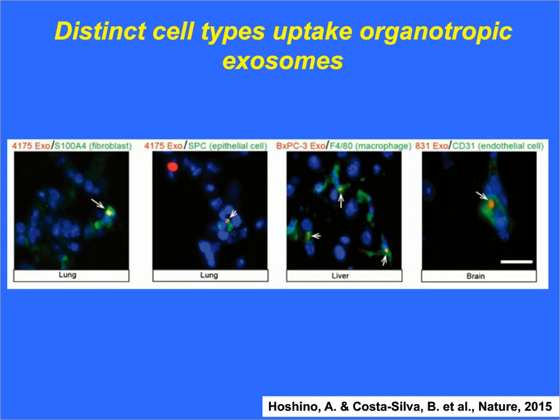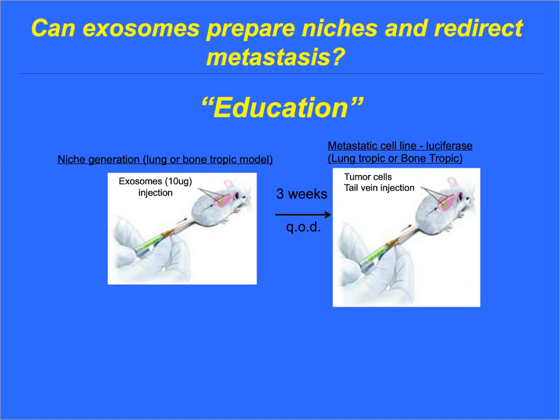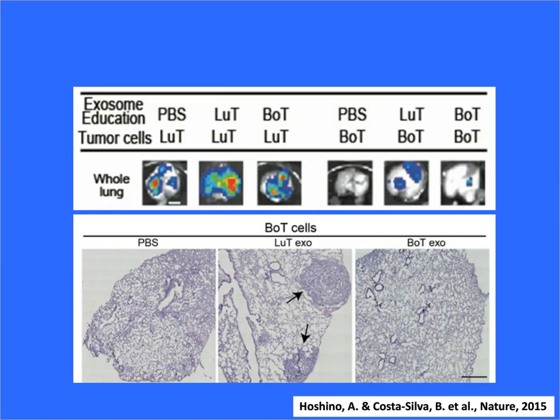A very intriguing question: can exosomes prepare niches and redirect metastases? And so I'm just going to show you here, if you educate lung with lung tropic exosomes, can we make a bone tropic breast cancer tumor cell metastasize there? And that's exactly what we see on the bottom middle panel, where you see tumors. These breast cancer cells that only grow in bone now can grow in the lung if you educate the lung.